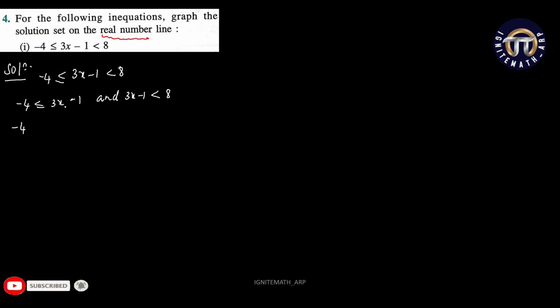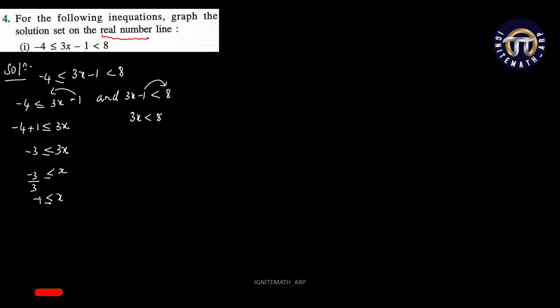So -4 I'll keep as it is, -1 I'll take to the other side, so it becomes +1. Then 3x I would write like this. I can write that 3x is greater than or equal to -3. Then x is greater than or equal to -3 by 3, so x is greater than or equal to -1. Here 3x, then I'll take this -1 to the other side, is smaller than 8 plus 1. 3x is smaller than 9. x is smaller than 9 by 3. x is smaller than 3.